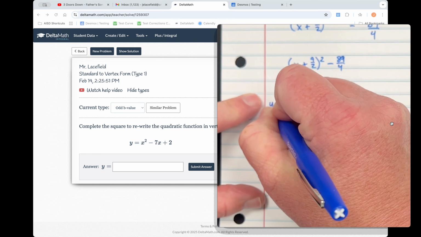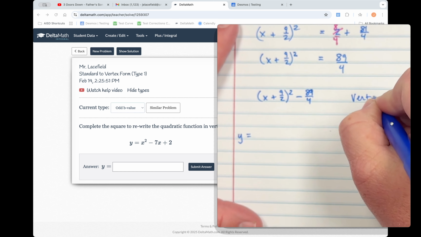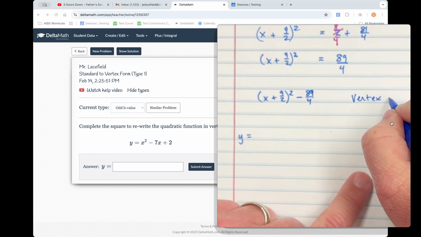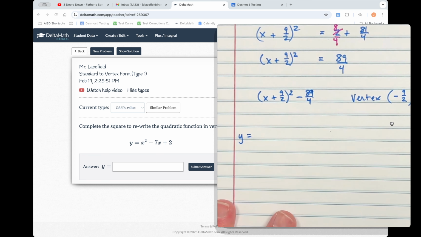We have y equals, move this out of the way. Oh, I didn't even go back and cover this last part. So the vertex for this, I want to mention this part here. The vertex in this case is going to be negative 9 halves, negative 89 fourths. That's where the vertex is located for that parabola that we just finished up with.